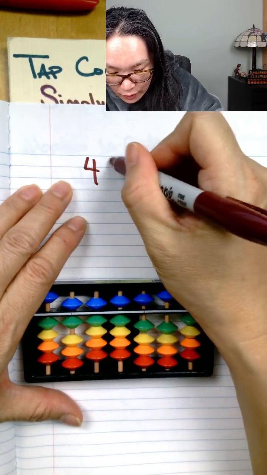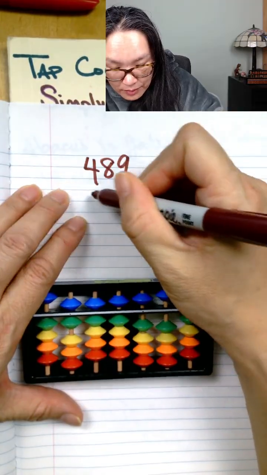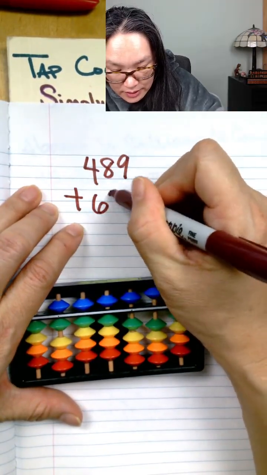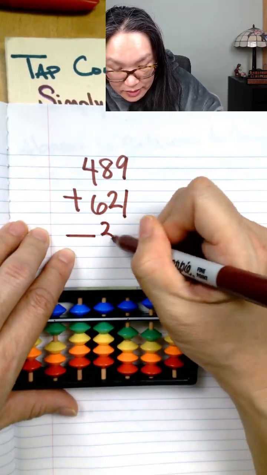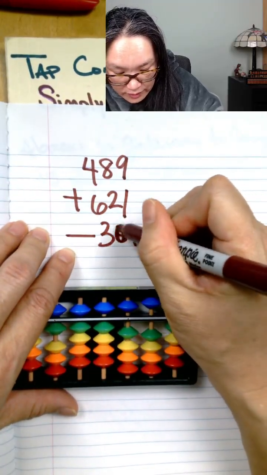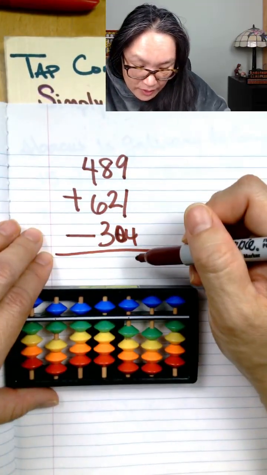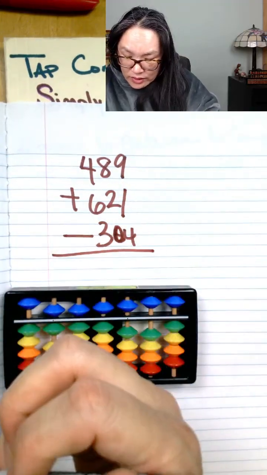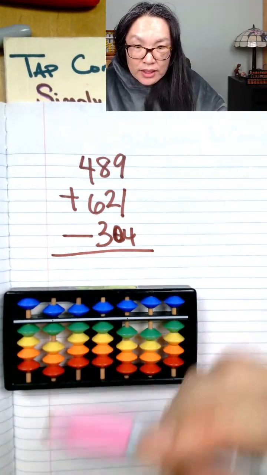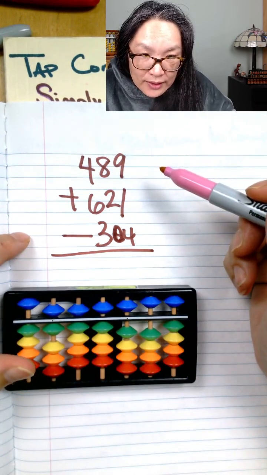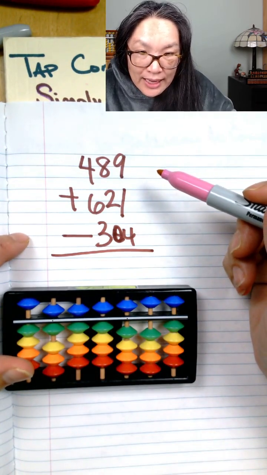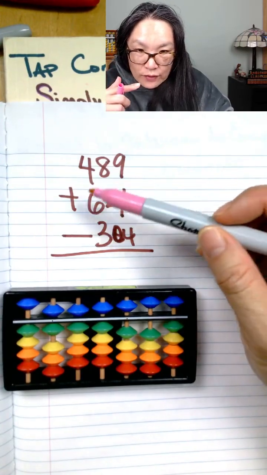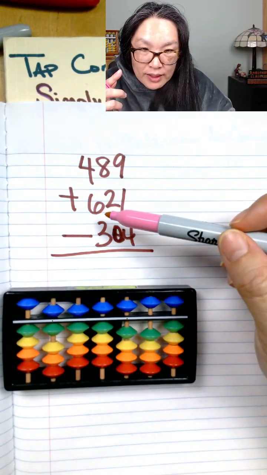So it's 489 plus 621 minus 304. Now, one thing about mainstream math, what we do in mainstream math is he's got regrouping with adding, then regrouping with subtracting. So we can do the first thing.